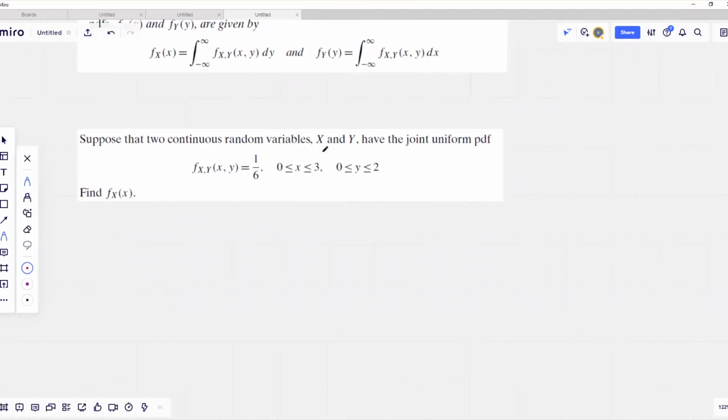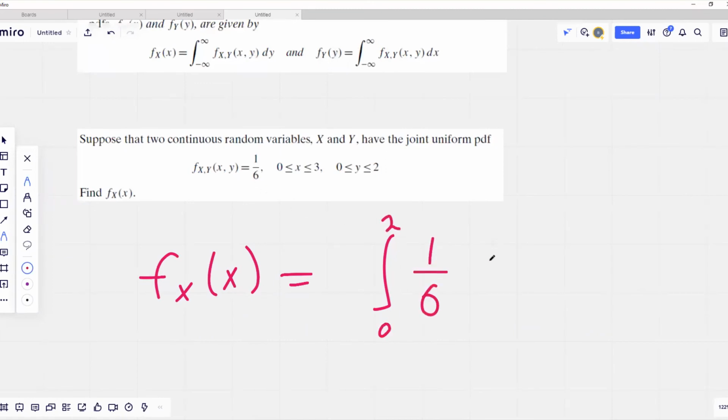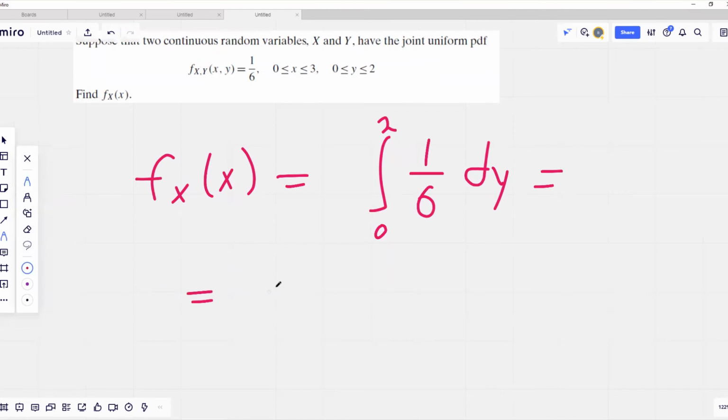All right, let's take a look at the following example. So we have two random variables x and y. Their joint PDF is given as 1/6, x in range from 0 to 3, and y is from 0 to 2. So let's find marginal PDF for x. Then marginal PDF of x is equal to integral over all values of y, y lies in range from 0 to 2, of our PDF dy. So 1/6 y from 0 to 2. So the answer is then 1/3.